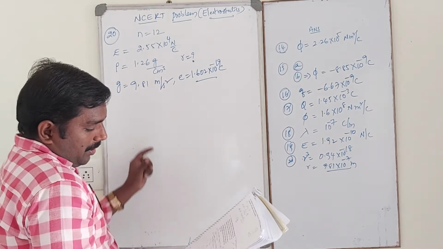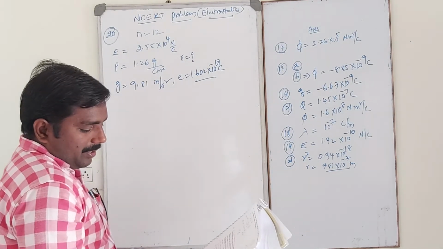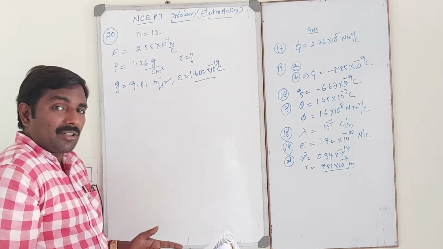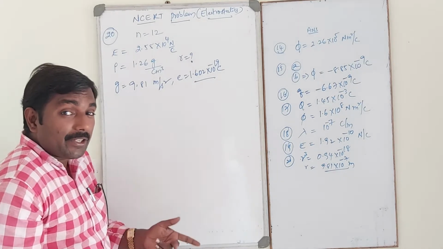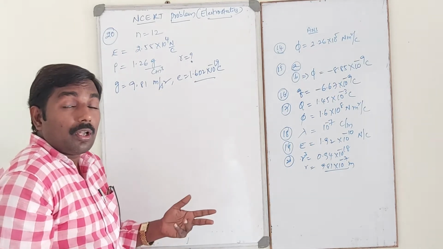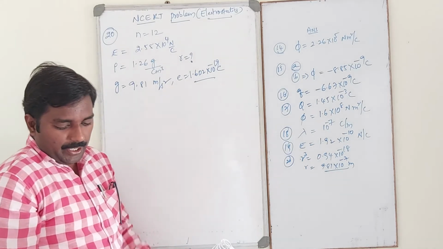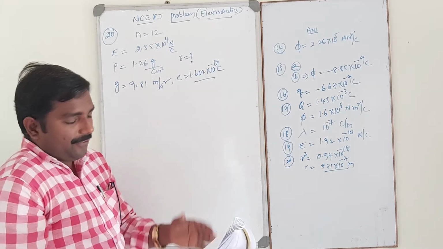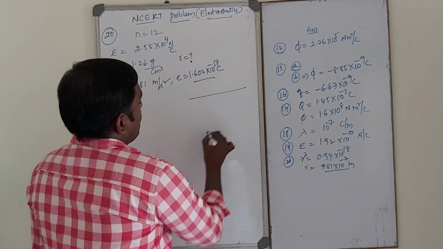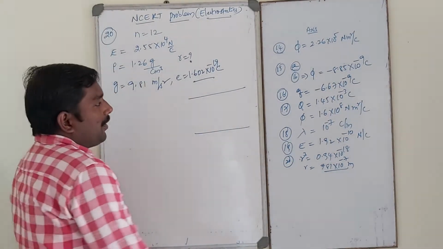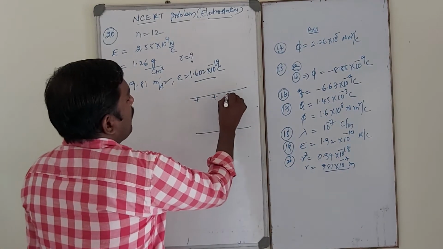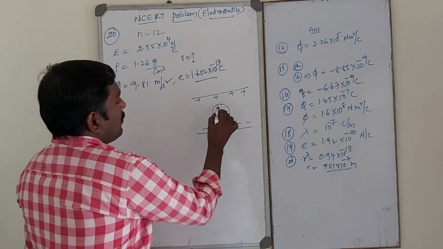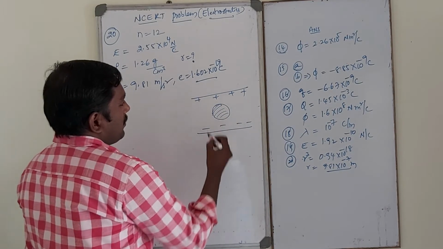Okay, students, an oil drop of 12 excess electrons is held stationary. The oil drop has 12 excess electrons, which means the oil drop is negatively charged, because 12 excess electrons are there. It is held stationary under an electric field. See, dear students, this is the electric field region. This is the positive plate, this is the negative plate, and this is an oil drop. Please remember it is negatively charged.